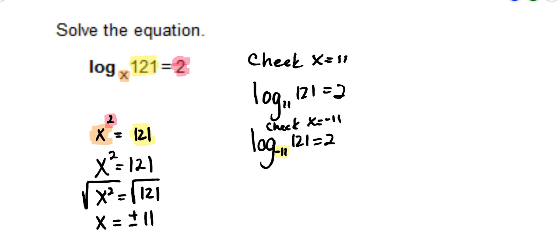For logs, the only valid bases that we have are bases that are greater than 0 and not equal to 1. So negative 11 is not a valid base, and so we would exclude that from our solution set. So the only solution to the equation log base x of 121 equals 2 is x equals 11.